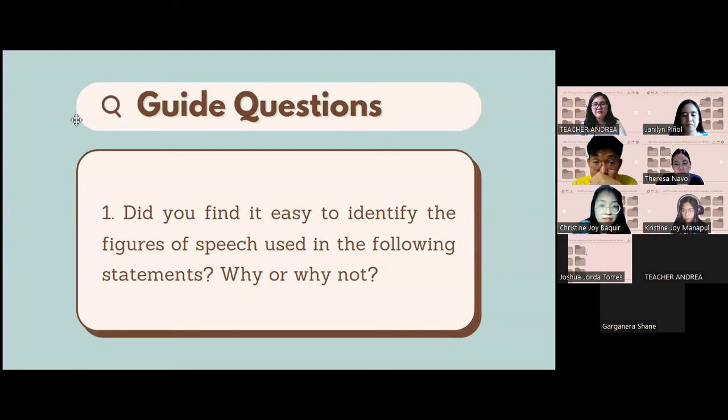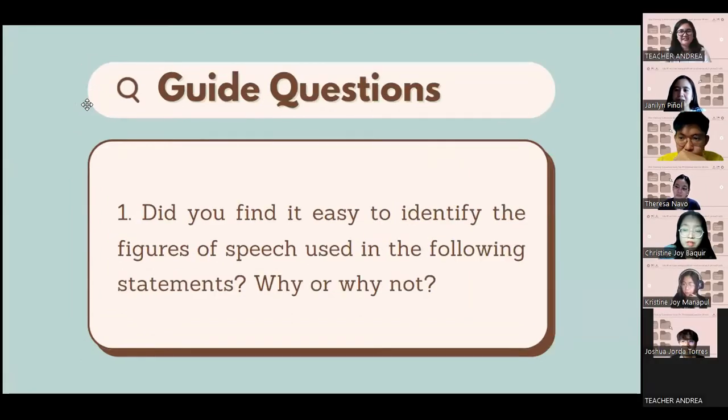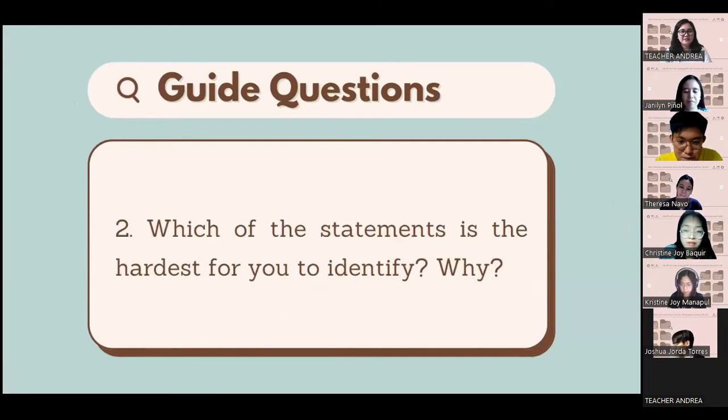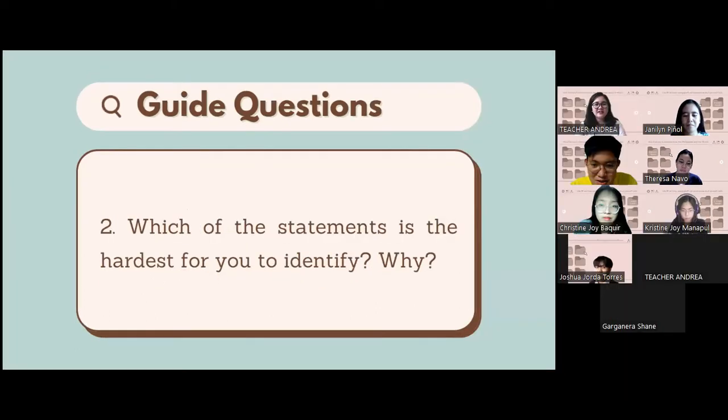I think I will be calling Christine, our top one in the game. For me, it was easy to figure out what kind of figure of speech it was because I'm quite familiar with figures of speech. Okay, that's very good to hear. I think our lesson will be easy for you. And for our next question, which of the statements is the hardest for you to identify? Who wants to answer this question?